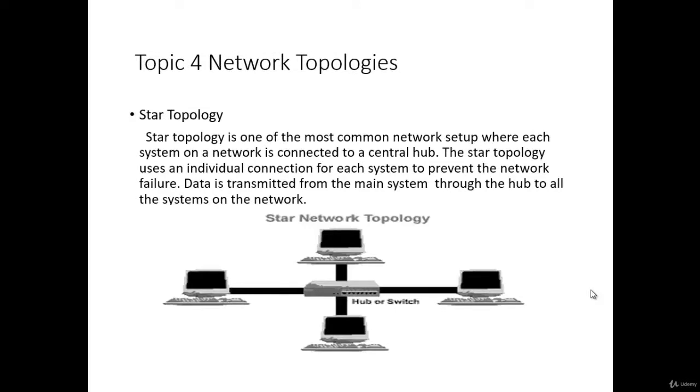Star topology. Star topology is one of the most common network setups, where each system on a network is connected to a central hub or switch. The star topology uses an individual connection for each system to prevent network failure. Data is transmitted from the main system through the hub to all the systems on the network.